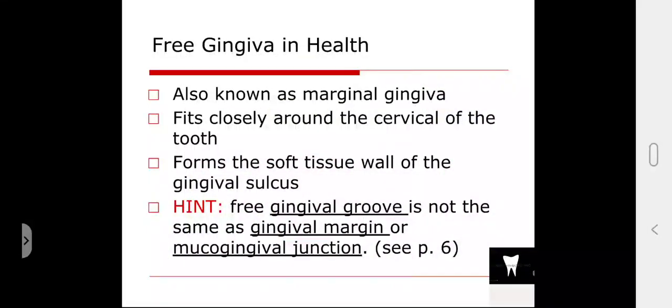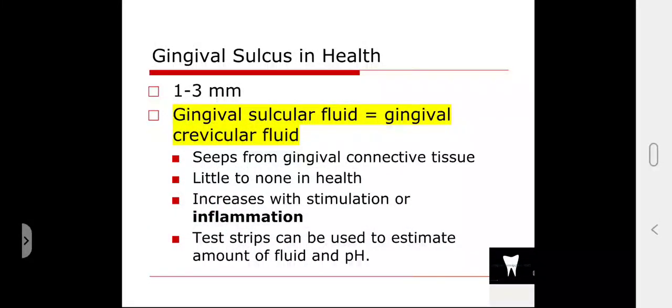Now, in health, it's also known as the marginal gingiva. It fits very closely around the cervical areas of the teeth. It forms the soft tissue wall of the gingival sulcus. But note that the free gingival groove is not the same as the gingival margin or mucogingival junction. In health, you're only going to be able to probe 1 to 3 millimeters into that sulcus.